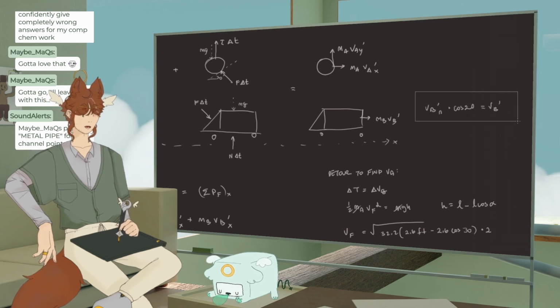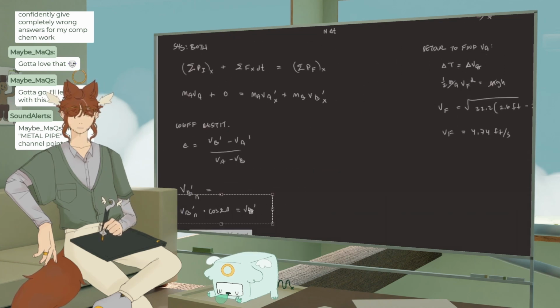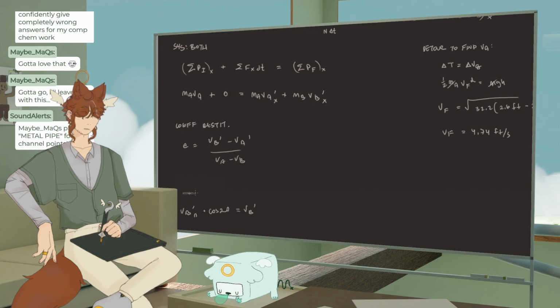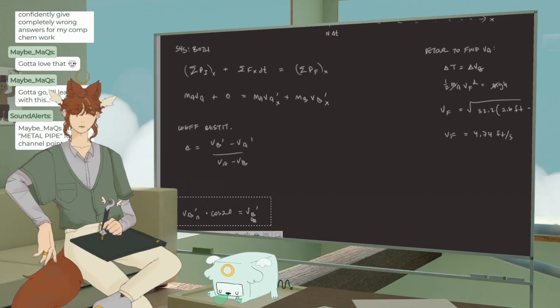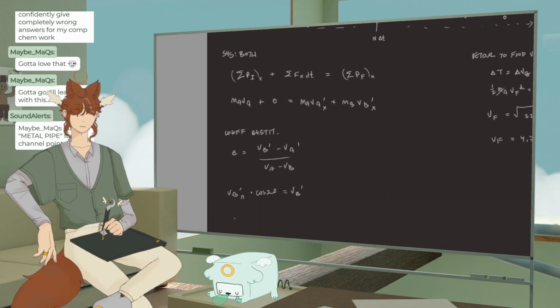Everybody got that? Everybody good with that? That one we do know, because I'm just flipping it. Although maybe I can do that with MG too, and I just have to putz around with the angles. Let's see, so that means that VB prime normal equals VB over cosine 20.